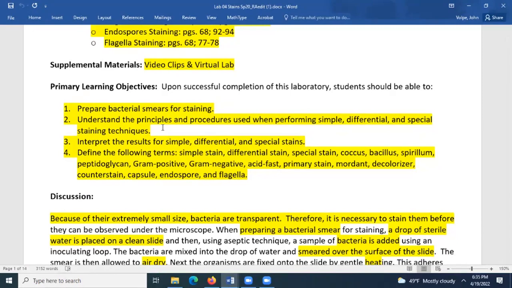And be able to define the following terms. What's a simple stain, a differential stain, a special stain? What's a coccus? What's a bacillus? What's a spirillum? What is peptidoglycan? What are gram-positive cells, gram-negative cells? What's an acid-fast cell or acid-fast staining cell? What's a primary stain? What's a mordant? What's a decolorizer? What is a counter stain? What's a capsule? What is an endospore? And what is a flagella? Any questions?